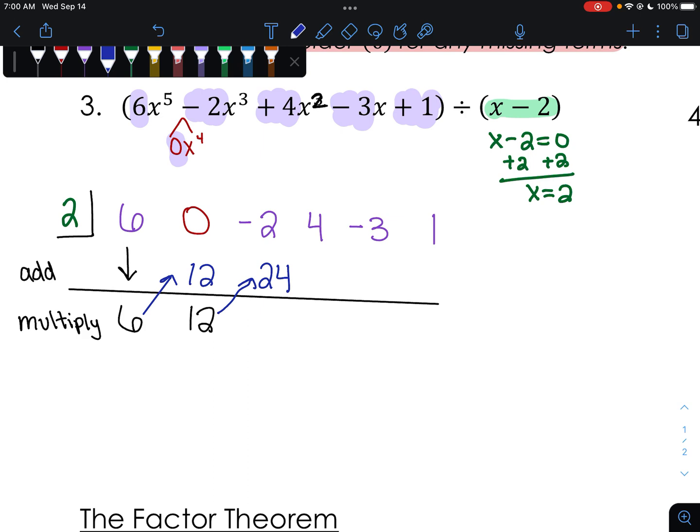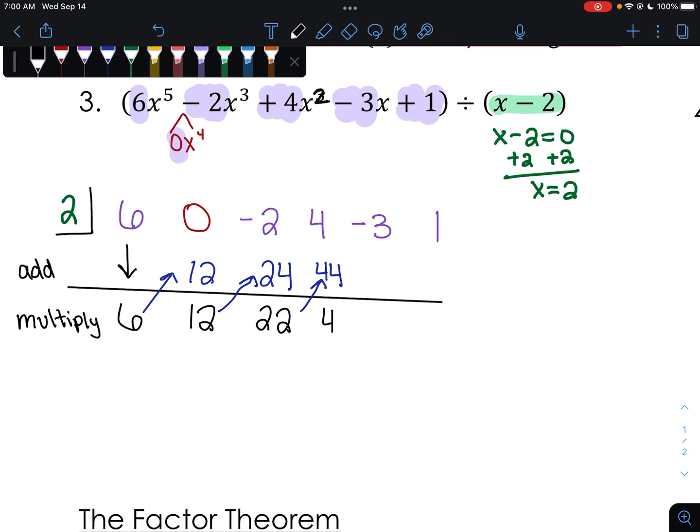It is 24. -2 plus 24, I add down, is 22. 2 times 22, I multiply it, it goes here. That would be 44. I add down. 4 plus 44 is 48. Now it's below, so I multiply. 2 times 48, that is 96. I can add down. -3 plus 96 is 93.